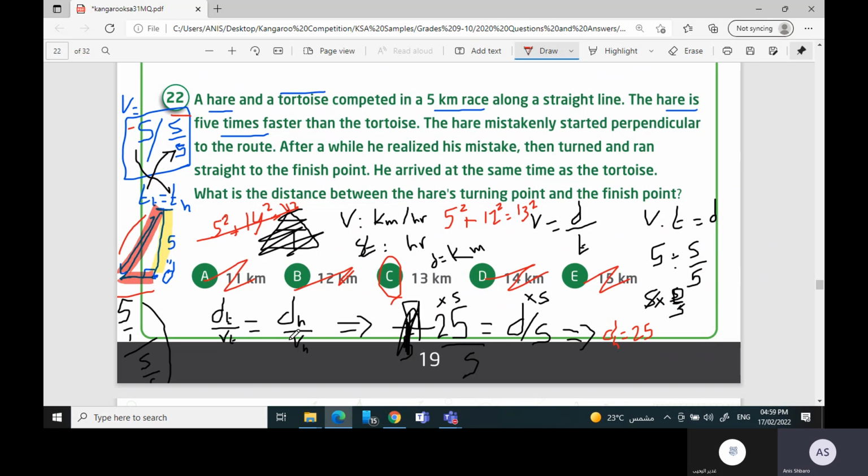It's this side plus this side. The velocity of the tortoise is S over 5. So it's clear to us that it's equal to 25 over S. And on the other side, I have the distance of the hare over S, the speed of the hare. Of course, both quantities are divided by the same constant, so I can simply multiply by the same number to obtain 25 equals D. So now I have the D, this one.